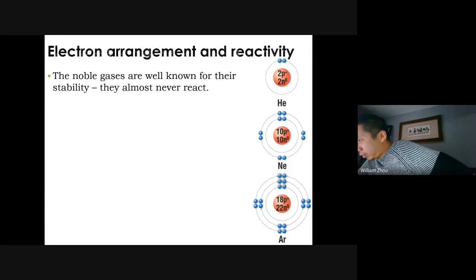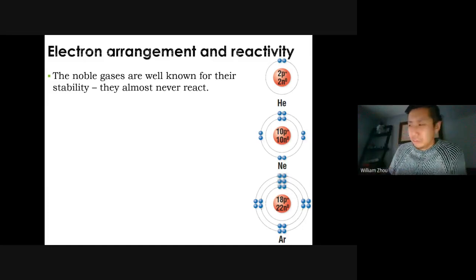You said you can go clockwise or counterclockwise. Doesn't matter. Yeah, it doesn't matter where you put the first one. Clockwise, counterclockwise, you do you.